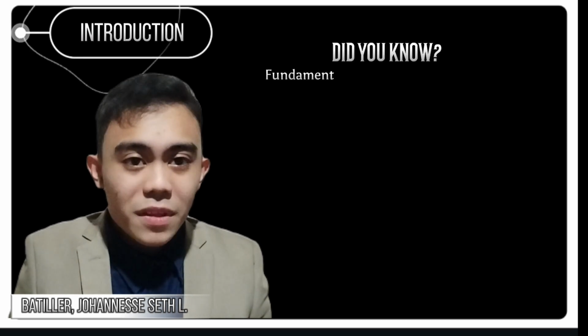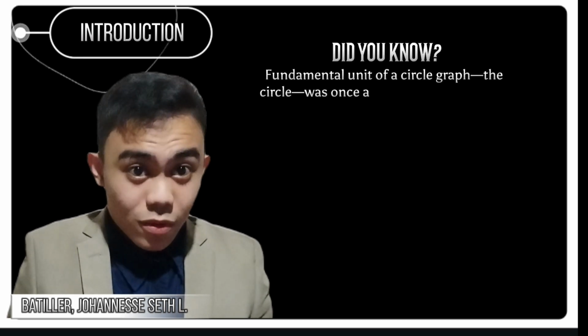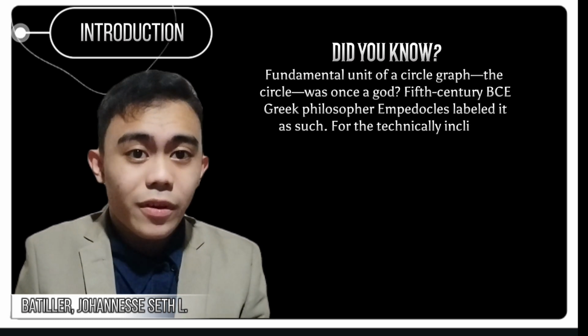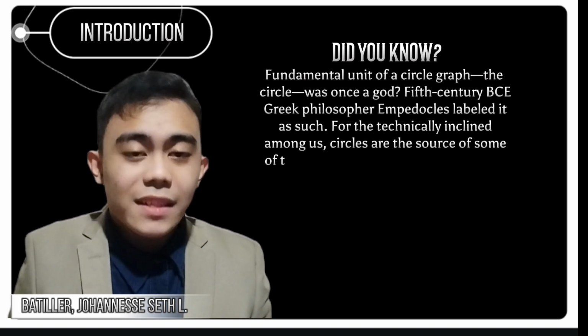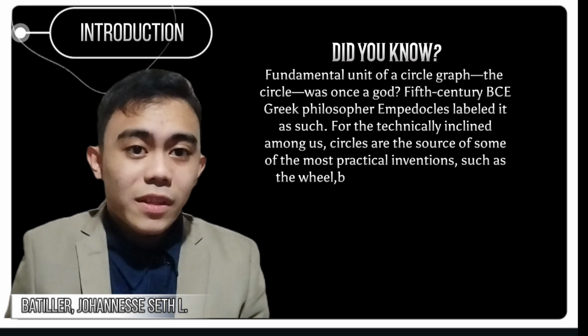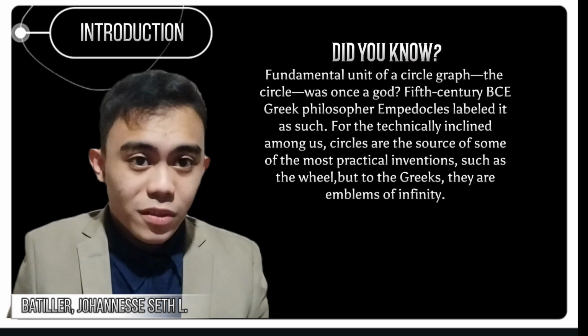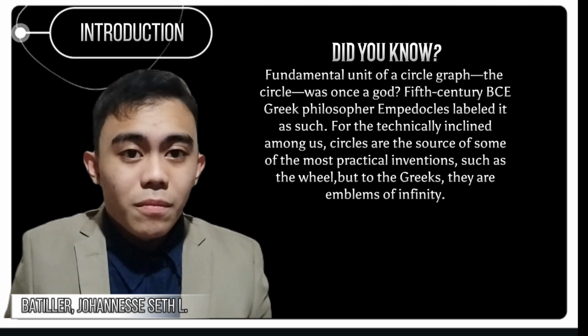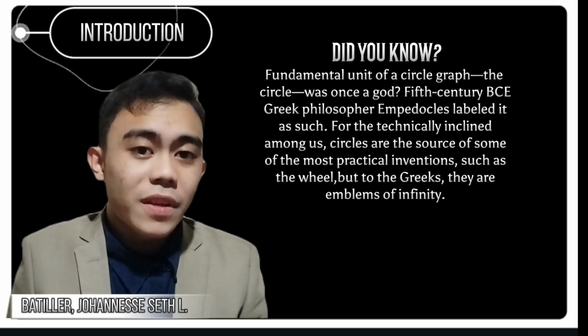Did you know that the fundamental unit of a circle graph, the circle, was once a god? In the 5th century BCE, Greek philosopher Empedocles labeled it as such. Amazing, right? For the technically inclined among us, circles are the source of the most practical inventions, such as the wheel. But to the Greeks, they are emblems of infinity.